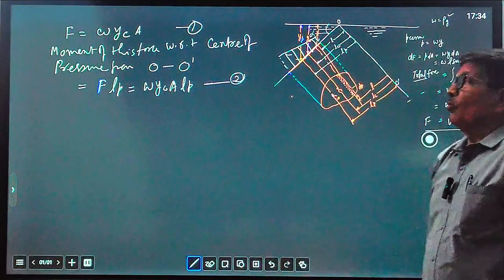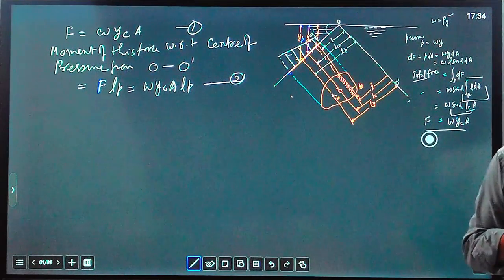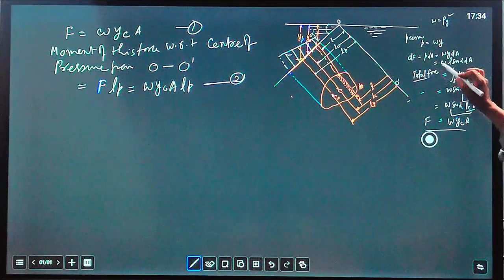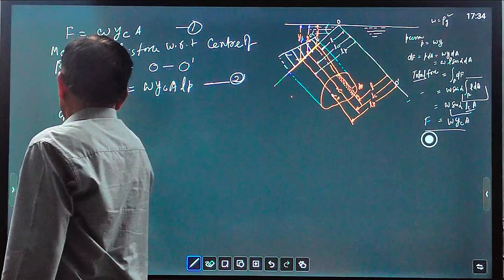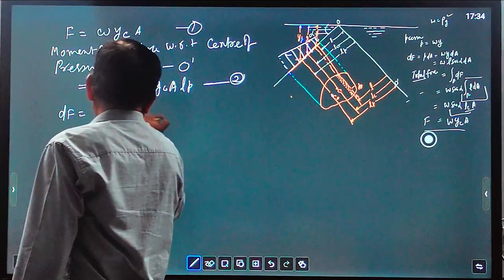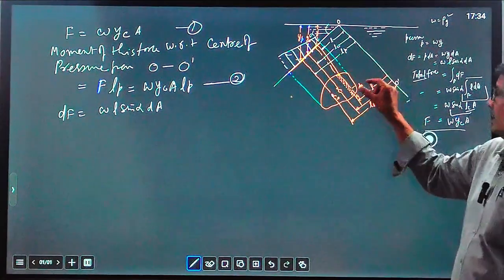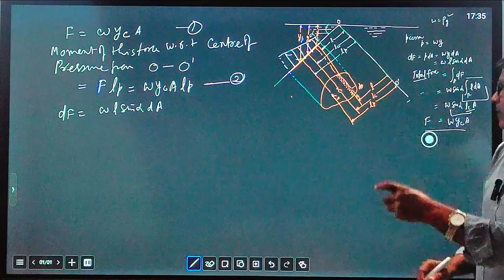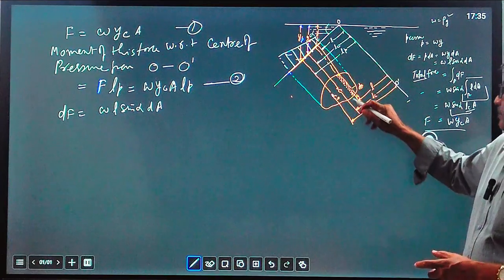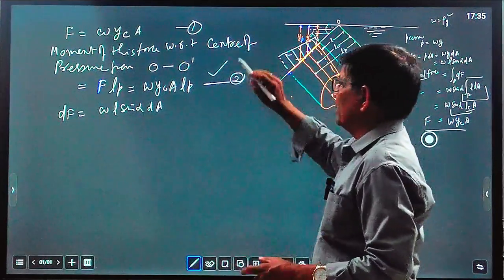This is the whole moment of this pressure force with respect to axis O dash. The same thing we can calculate by using component forces. We have already defined the component force dF equal to omega L sin alpha dA. This is a component of force because there are so many forces acting on different strips, an infinite number of elemental strips. If you take the moment of all these forces with respect to O dash, we find the same thing that we calculated for the whole force.